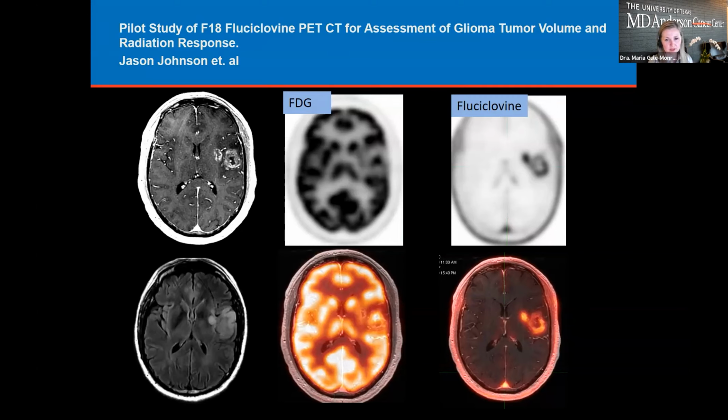And as you can see, there is some increased uptake in this tumor, but it's far more conspicuous on the fluciclovine study, where the background brain uptake is essentially zero.